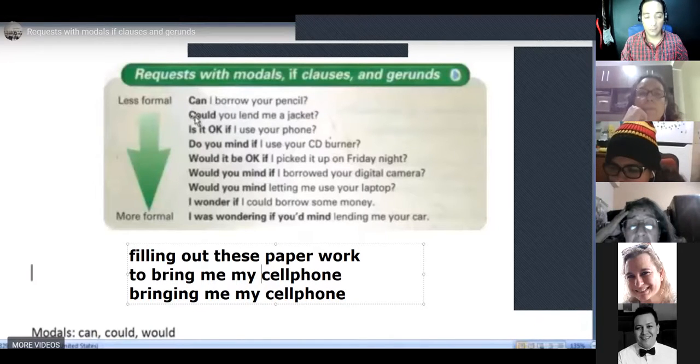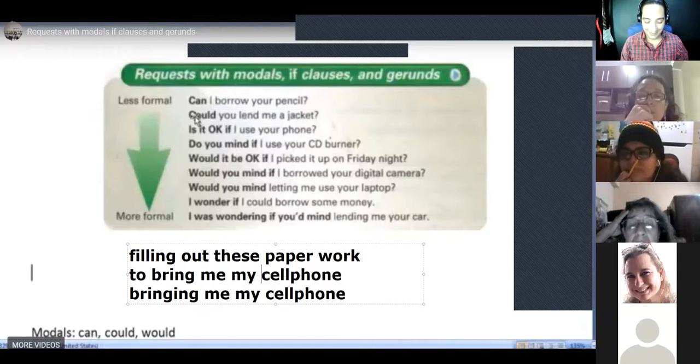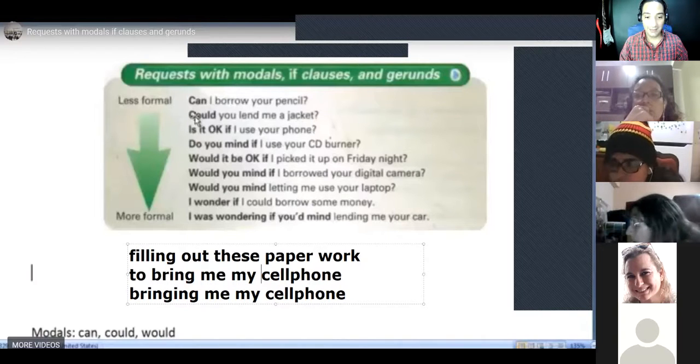After mind, you have to use the gerund. That's right. But if you're going to use if, you don't have to use the gerund. You have to use the verb in past. Correct. Or present. Okay. Would you mind if I tell you something? For example, we can say, would you mind if I take your digital camera? Would you mind if I take your digital camera?